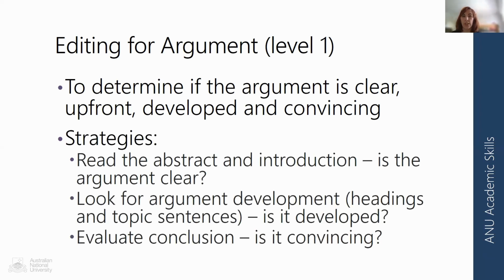So some strategies there: checking that the argument is clear in the abstract and introduction, having other people read it, reading other examples of abstracts and introductions to compare how explicit they are versus how explicit you are in signaling your argument. And then, see how it's developed over your headings and topic sentences within your introduction, within your chapters. How is this working at that top level?